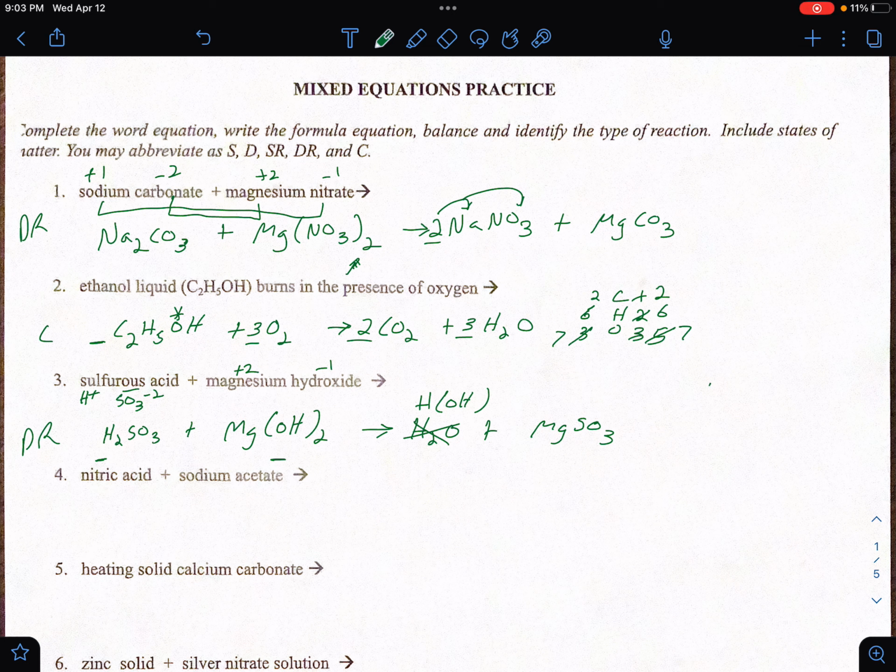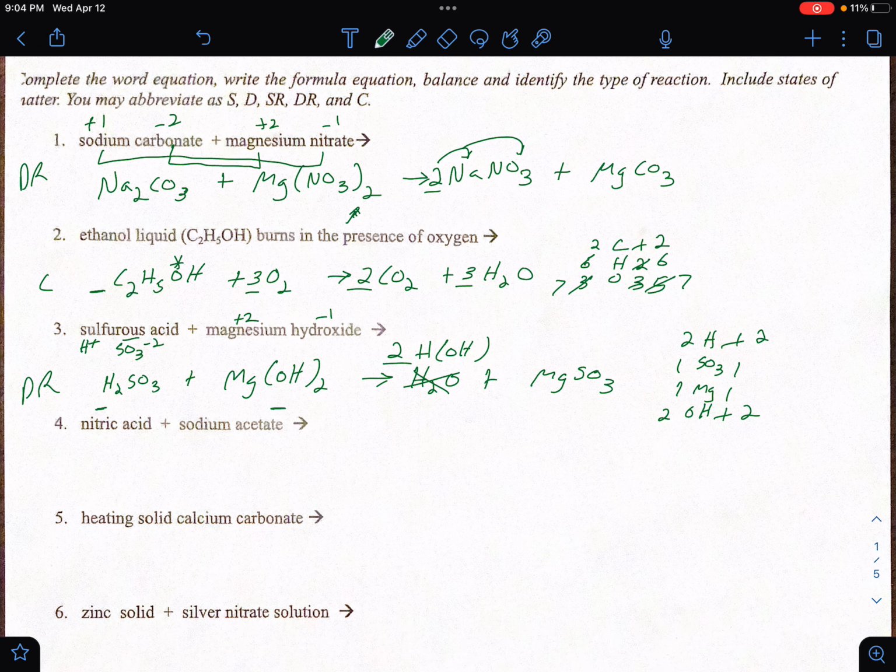So I have H's to balance, I have SO3s to balance, I have magnesiums, and I have hydroxides. On the left, I've got 2 hydrogens, 1 sulfite, 1 magnesium, and 2 hydroxides. On the right, I got 1 H, 1 OH, 1 magnesium, and 1 sulfite. So I need to get to 2 hydrogens on the right, so all I got to do is put a 2 in front of this HOH, and that fixes my H and my OH at the same time, and it's already balanced.